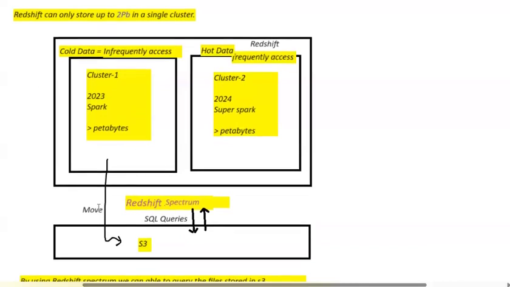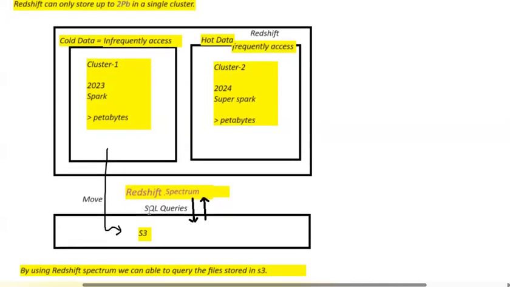There we have seen why we use Redshift Spectrum. So what is this Redshift Spectrum? By using Redshift Spectrum, we can query the data which is stored under S3. We can get the tables from S3, and we can even scan the files which are stored under S3 by using SQL queries.